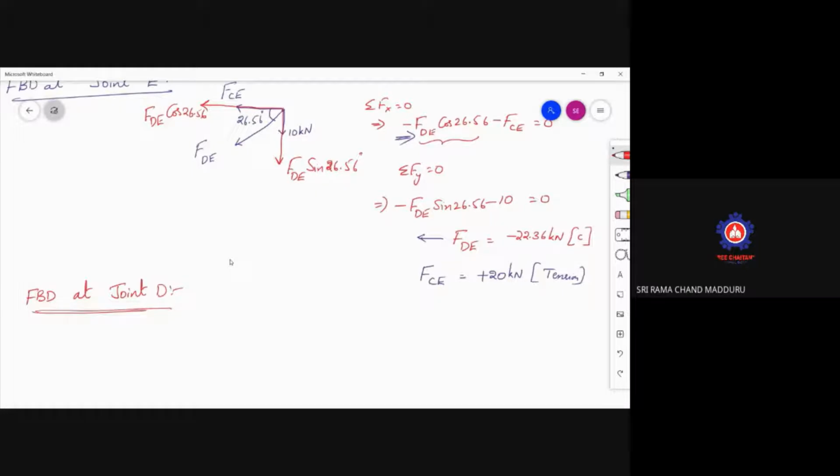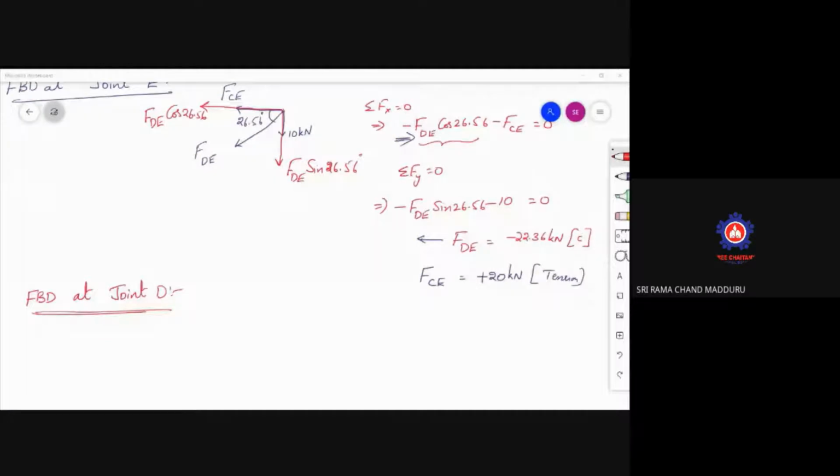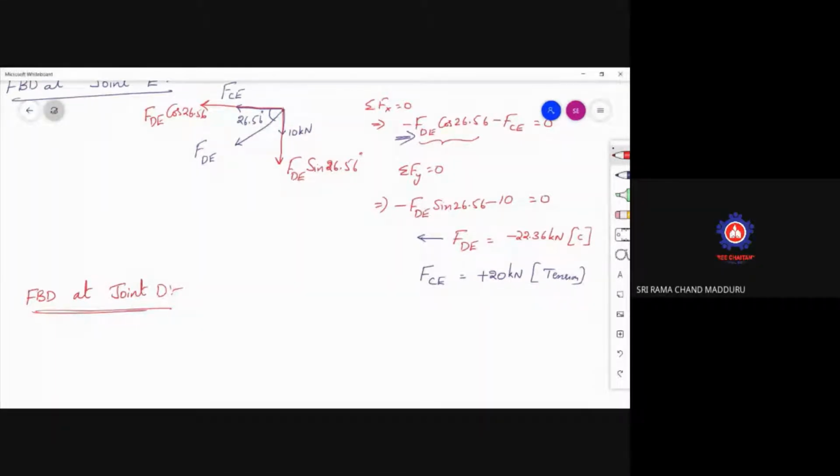So understand the importance of this. If you know the method of joints problem, then only you can solve this. If you are not familiar with the method of joints, then how can you solve this? That is very, very important. In the previous unit, you should know how to solve the method of joints, method of sections, and tension coefficient method, and that will be useful to calculate the deflection. Everything is interlinked.